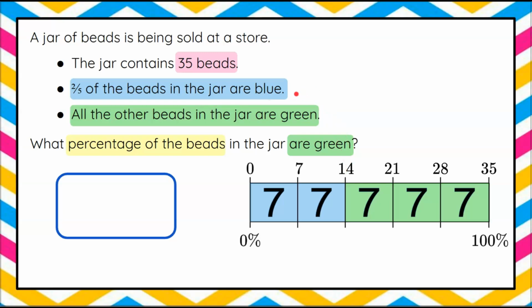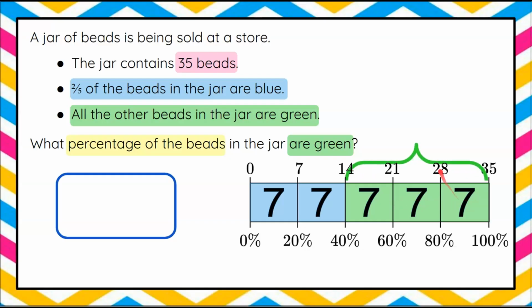That's 14 are blue. So 100% divided by 5 is 20. So we have 20%, 40%, 60%, 80%. So each section represents 20%. So we know that 7 beads is 20% of the jar. 14 beads is 40% of the jar. So now we are ready to say that we are just wanting to know the percentage of beads that are green. So we see 3/5 of our bar is green and 7 beads in each section.